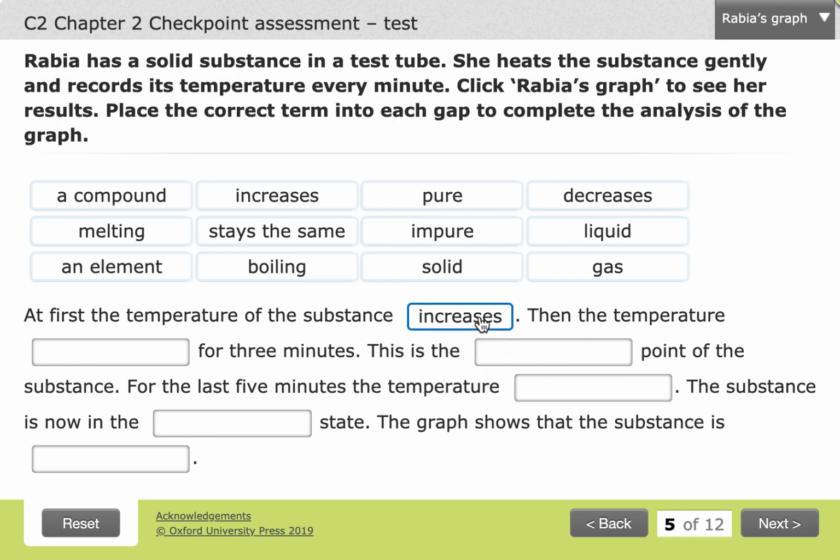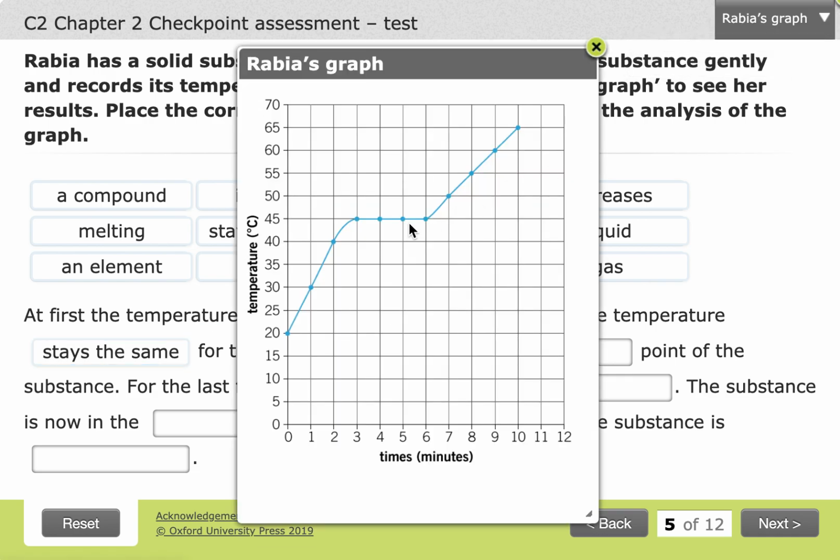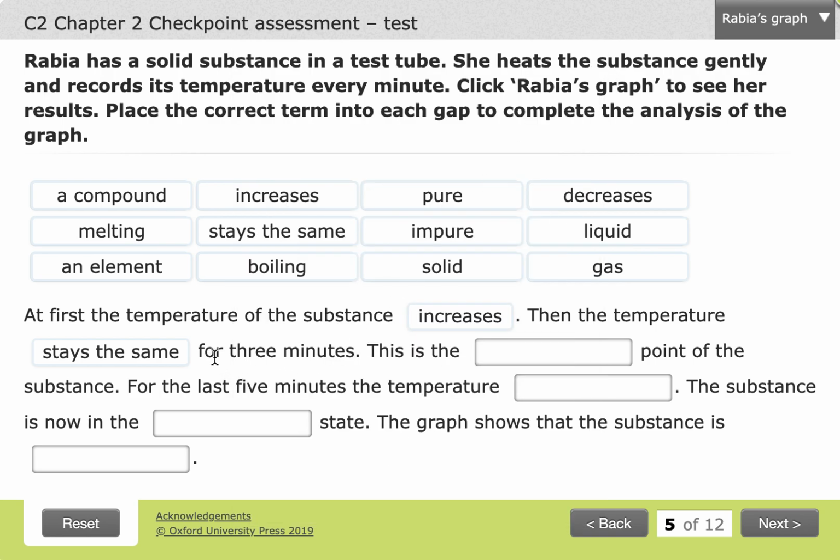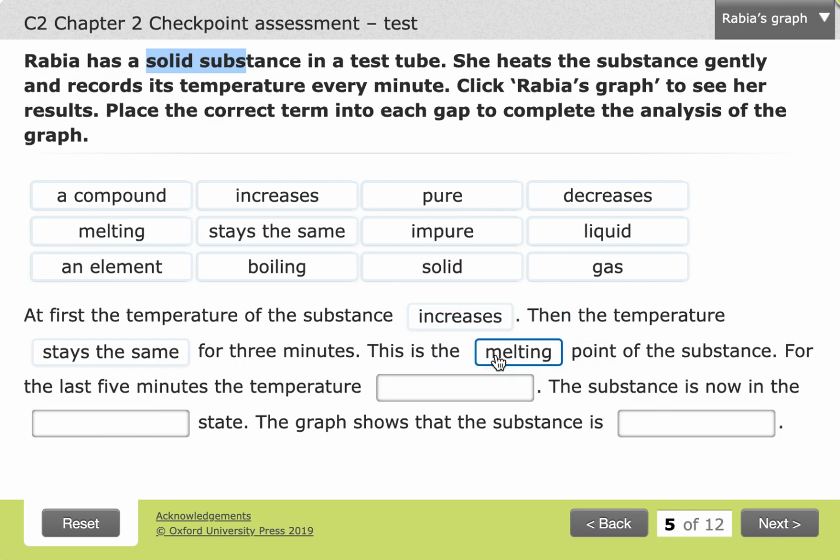Here we go. Then the temperature stays the same. We'll look at this again just to be clear. We've got this nice flat spot at 45 degrees. Okay, it stays the same for 3 minutes, 45 degrees for 3 minutes. What's happening here is we're going from a solid to a liquid, and so therefore this is the melting point of the substance.